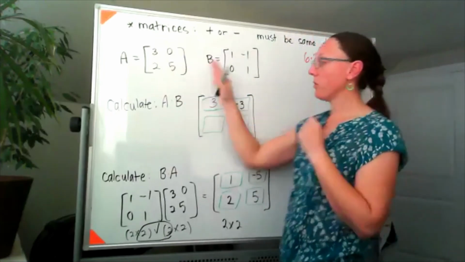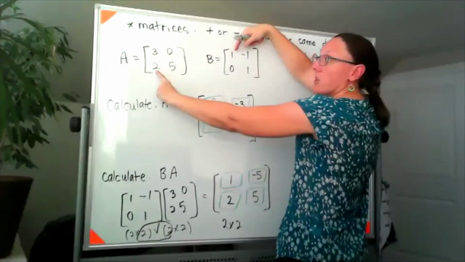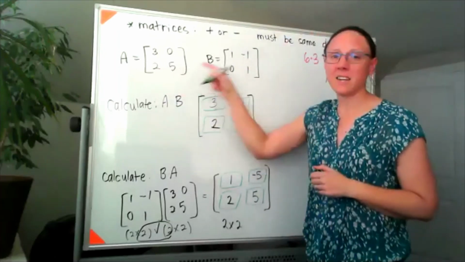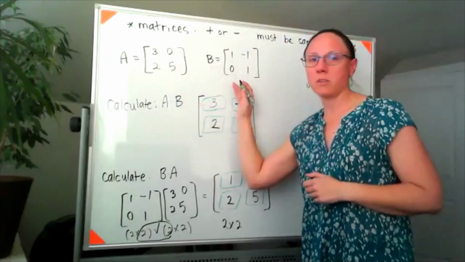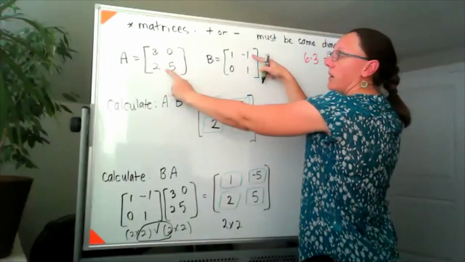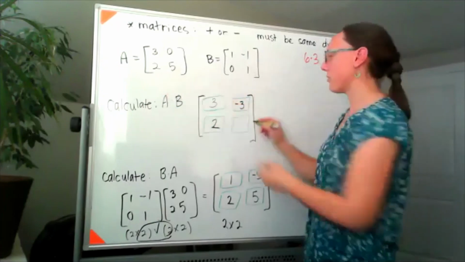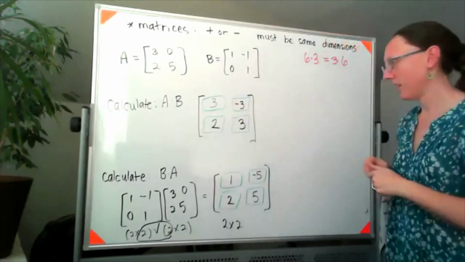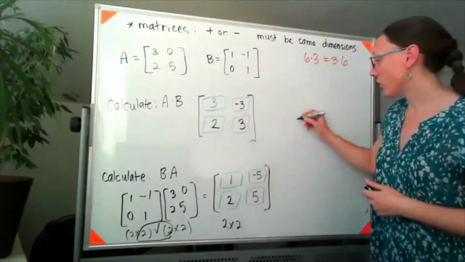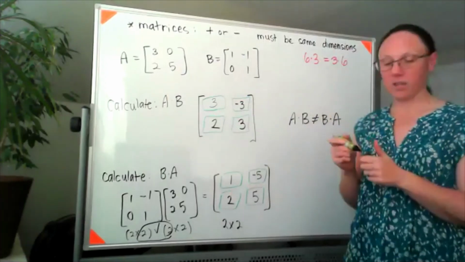Here, I'm in row 2, column 1. So I need row 2, column 1. Got 2 times 1 plus 0 times 5. And last, this guy is in row 2, column 2. So I need row 2, column 2. 2 times -1 plus 5 times 1. That's 5 plus -2. That's a +3. So I think you can see these are definitely not the same matrix. In general, A times B does not equal B times A with matrices.